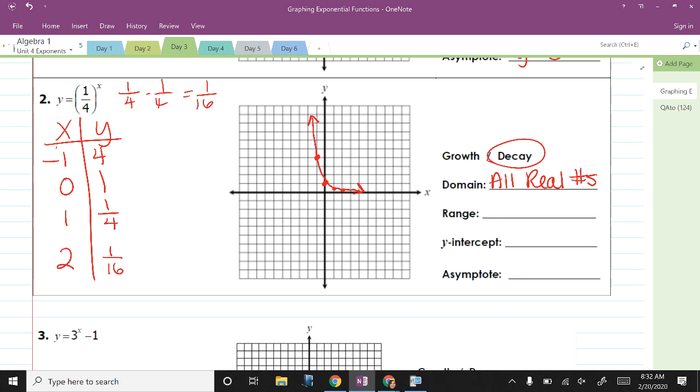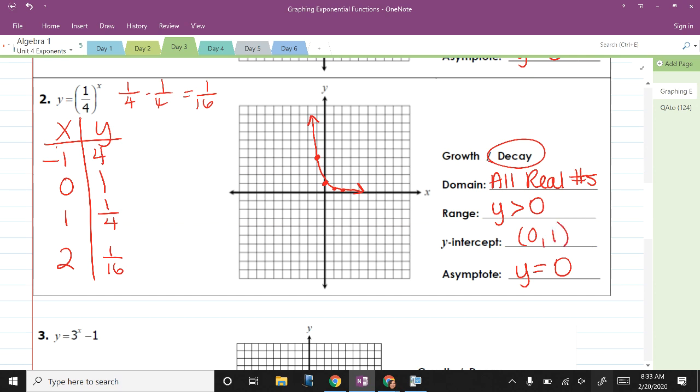All right. Range. What are my y's doing? They're not going below the x-axis, are they? So the range is what? y is greater than 0. So what's my asymptote? y equals 0, because remember, y equals a number is a horizontal line. The range will change. And my y-intercept is (0, 1).